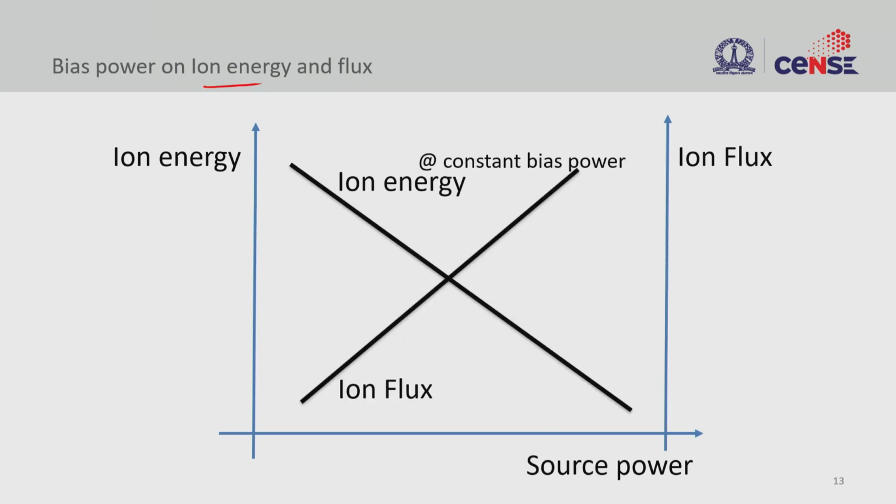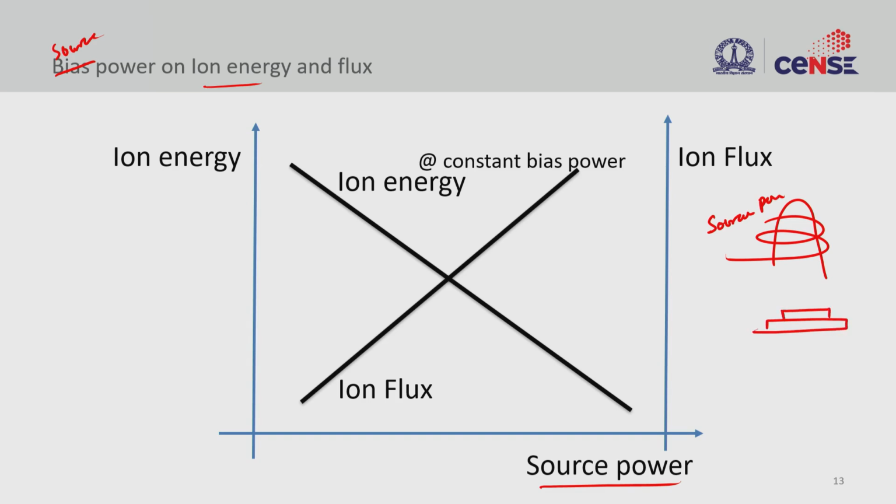And the next thing is about source power, right? So this should be source power. So the source power on ion energy and ion flux. In this case, what we are going to do is change the source power, and we are going to keep, let's say, the bias constant. So this is our bias. This is going to be our self bias that we achieve.